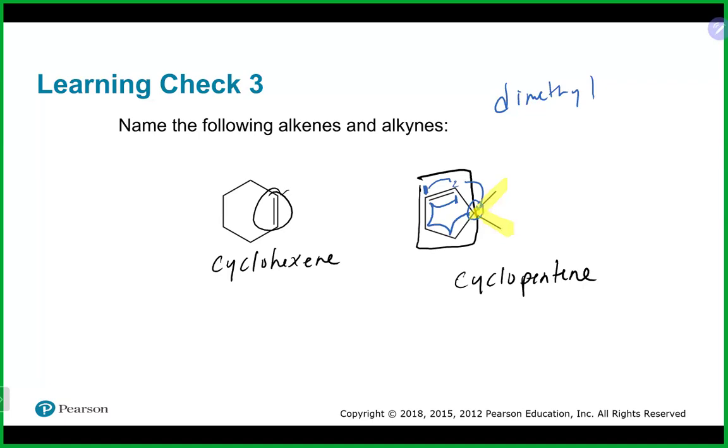Do I give the number once or twice? Twice, separated by a comma. Yeah, so this is going to be a 3,3-dimethylcyclopentene. Any questions on that one there? So again, although you may be tempted to number away from the double bond, just remember you always have to go through it. And again, you're still looking for the smallest number, but you definitely have to go through it.